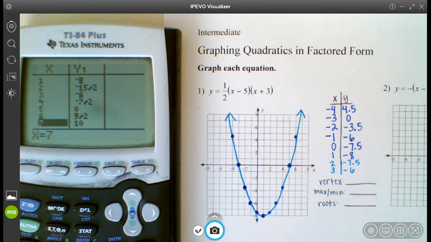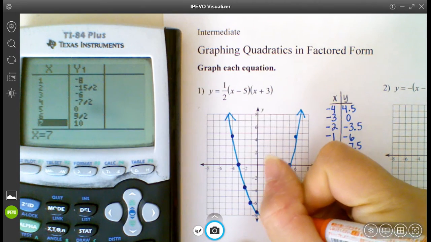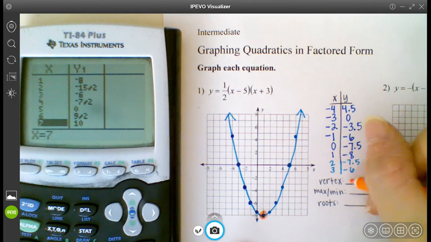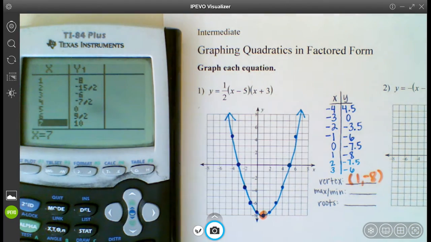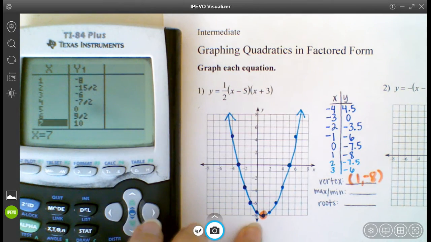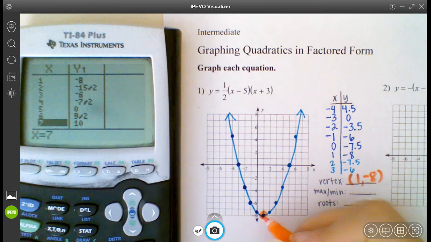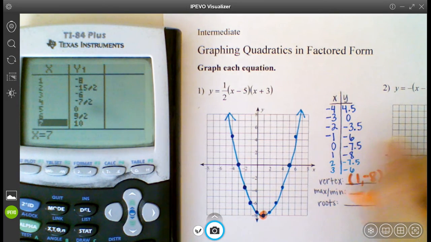So your vertex is literally in the middle of your U. So the middle point of your U lays right here. So our vertex is over 1 and down 8. Now the question is since this is the lowest point on my graph, is that my max or my min? Well, if it's the lowest point on my graph, this is what we call a minimum.